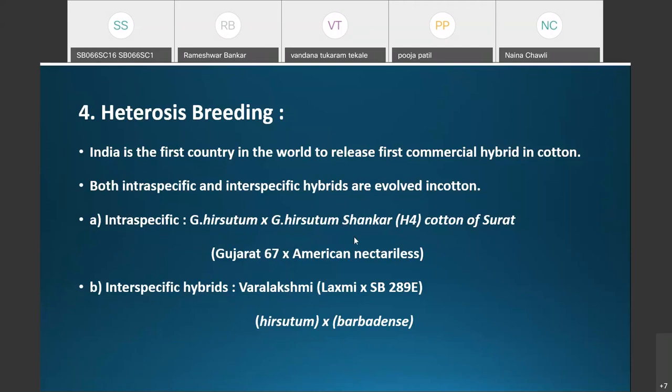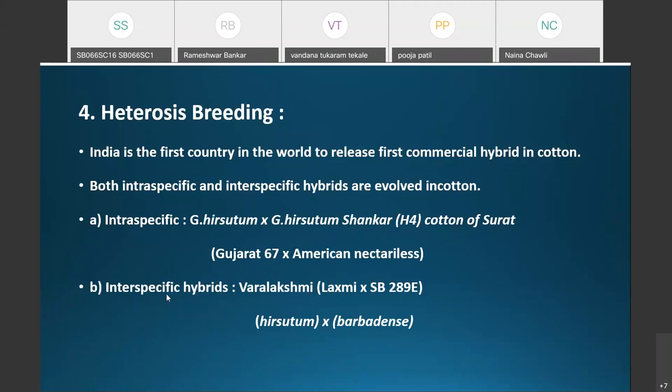And the hybrid which was released was named Shankar or H4 cotton of Surat. That is the intra-specific cross, the cross between varieties of the same species. Gujarat 67 and American Nectariless both belong to Gossypium hirsutum, and by crossing them, the hybrid released was named Shankar H4 cotton of Surat.